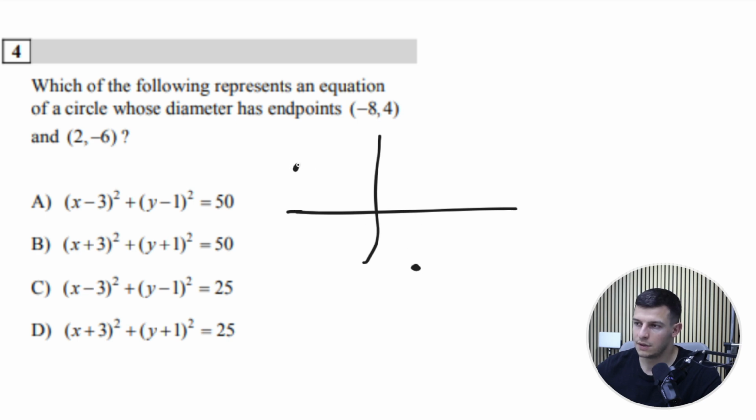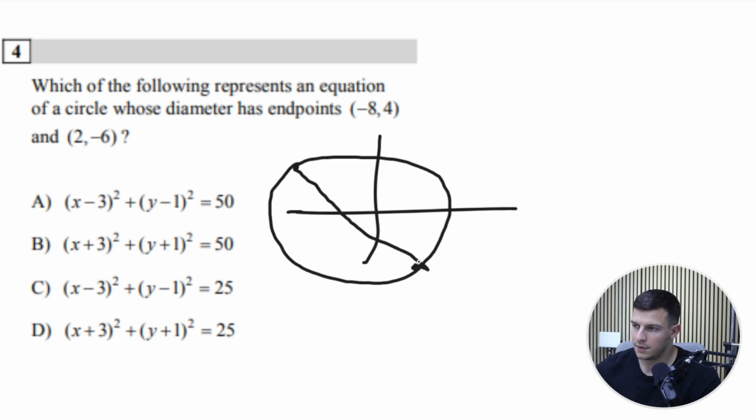I don't know if I'll be able to draw a circle, but I tried. Imagine this is your circle. This is your diameter, right? So the center is somewhere here. We don't know what the center is, but we do know the endpoints, 2 and negative 6. Now, to find the center, what do we need to do? We need to find the midpoint of these 2 points. Why? Because the center of the circle is equal distance from both ends of the diameter. It's right in the middle.